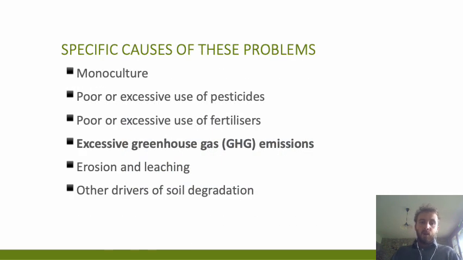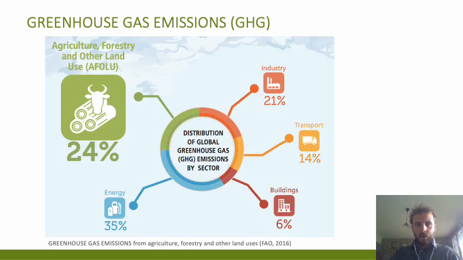So now the next problem is the excessive greenhouse gas emission in general that we can see in agriculture. Agriculture is globally responsible for 24% of the global greenhouse gas emission. So it is, after the production of energy, the most polluting sector.